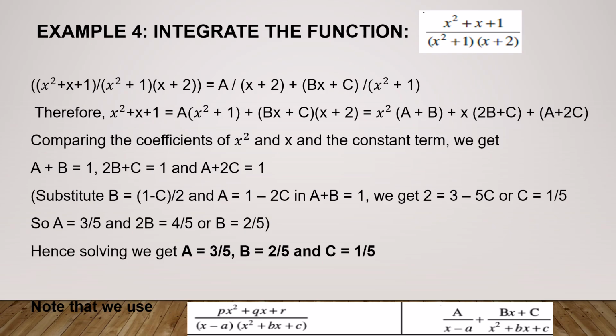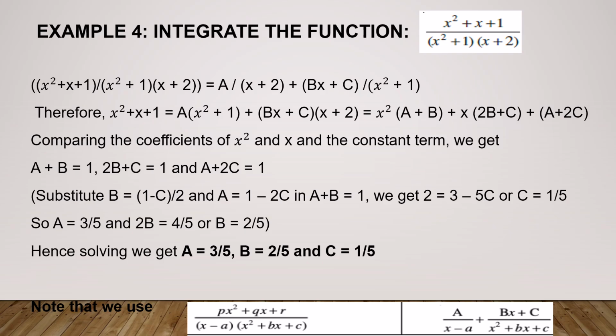So when you compare the coefficients of x square on both the sides, you get a plus b is equal to 1. Then you get 2b plus c is equal to 1 and a plus 2c is equal to 1. 3 equations, 3 unknowns, you can simplify and get the value of the unknowns. Anyway, you can do this.